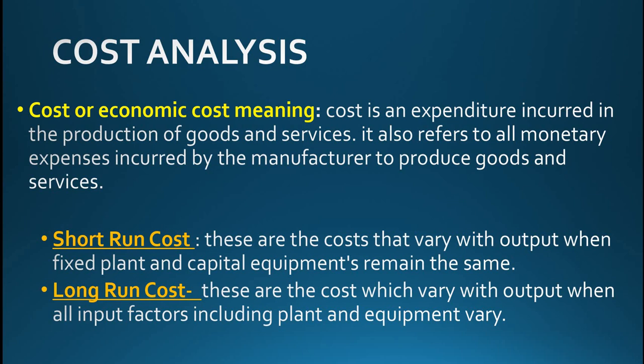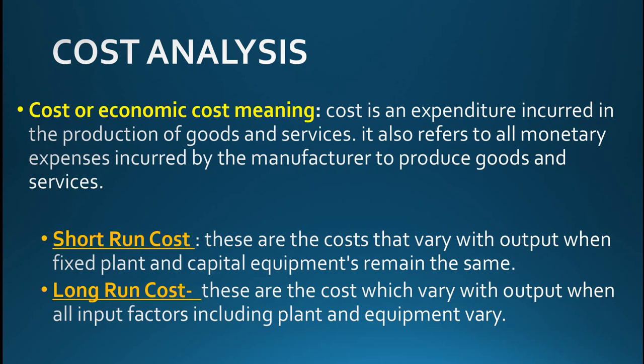Next is short run cost and long run cost. First, we will see what is short run cost. The short run costs are the costs that vary with output when fixed plant and capital equipments remain the same. So what it means, these are the costs which vary, means change, with the output. Short run cost changes with the output when fixed plant and capital equipments remain the same. So when the plant and equipments remain the same but other factors change, then it is called short run cost.